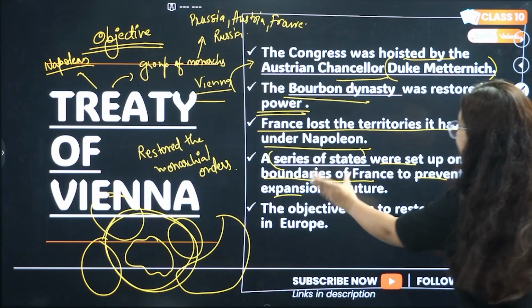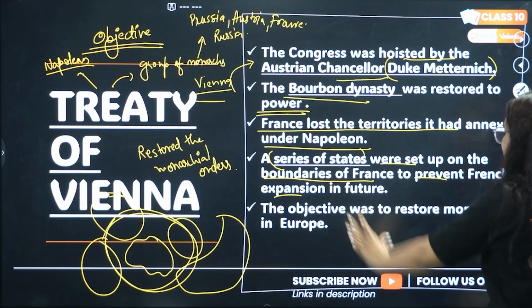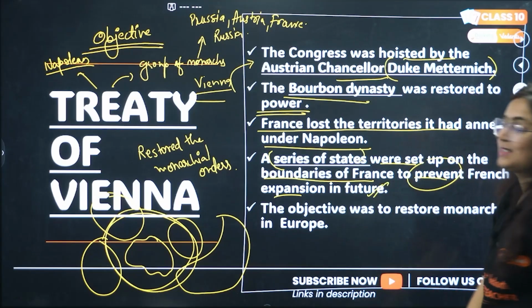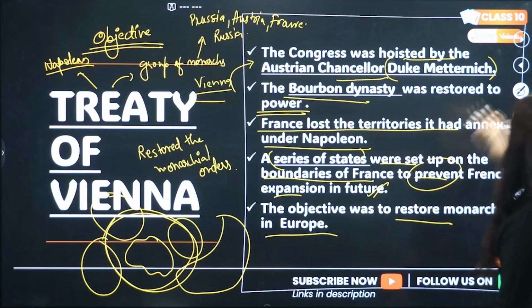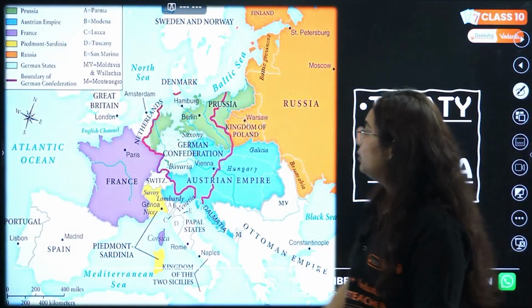Okay, so a series of states were set up on the boundaries of France to prevent French war expansion. The objective was to restore monarchy in France.